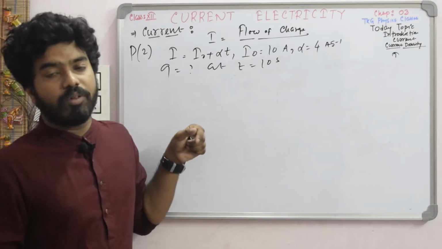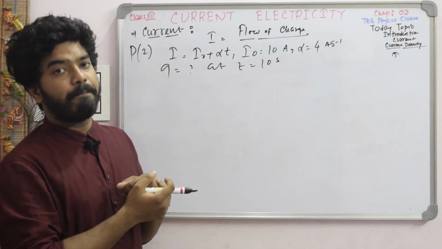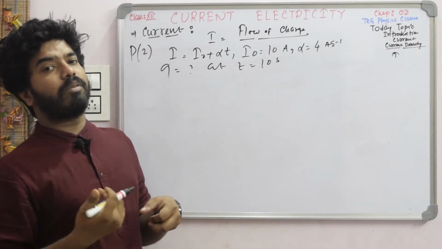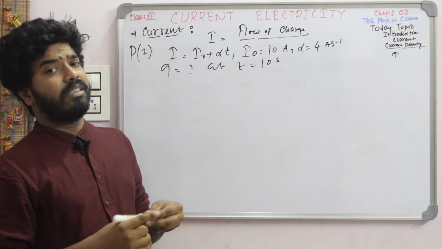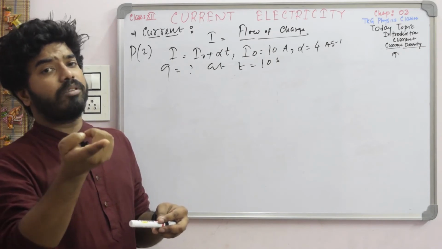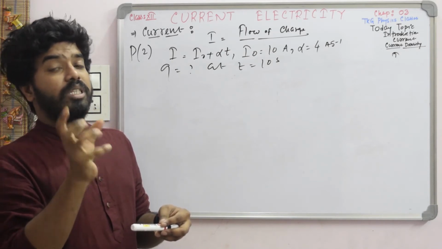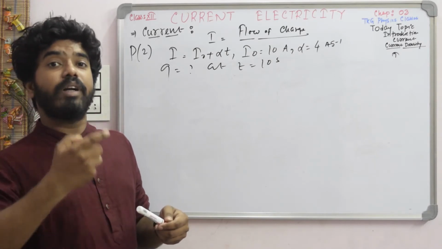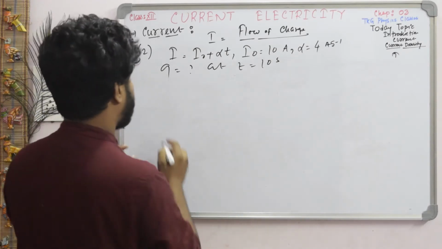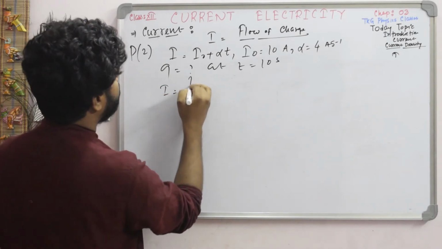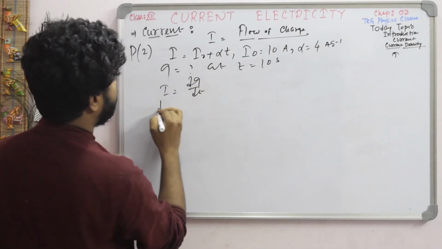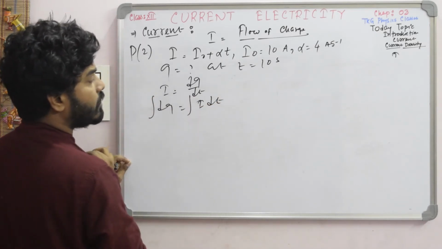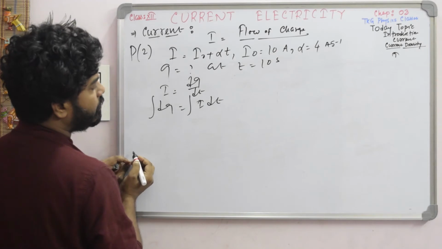So, what is the way out for solving these types of problem? Current is given, you have to find the charge. In the previous problem, charge was given and we had to find the current, so in that case we differentiate the charge. Here, current is given and we have to find the charge. The formula is I equals dq by dt, that is dq equals I dt. If we integrate this equation, we will find q.